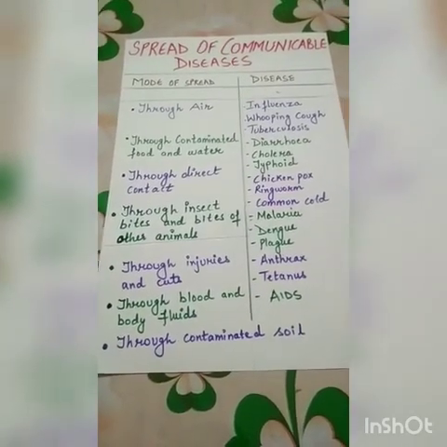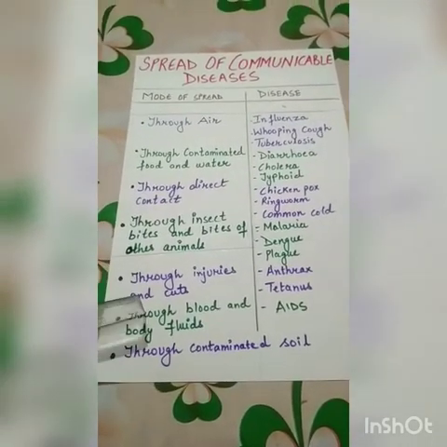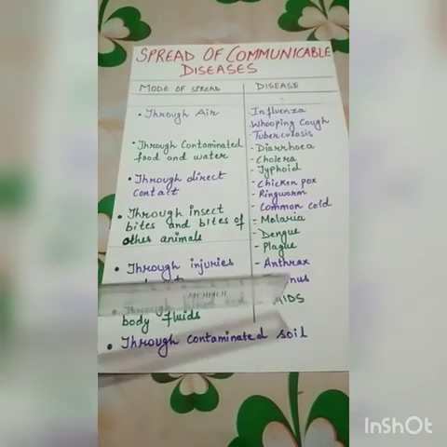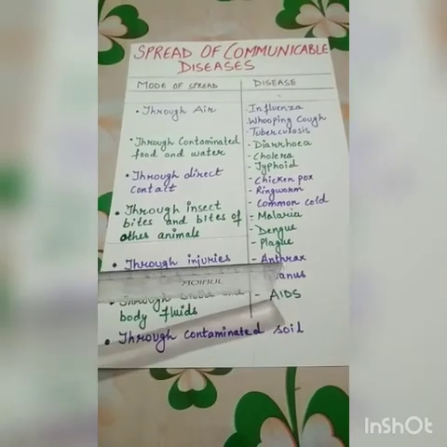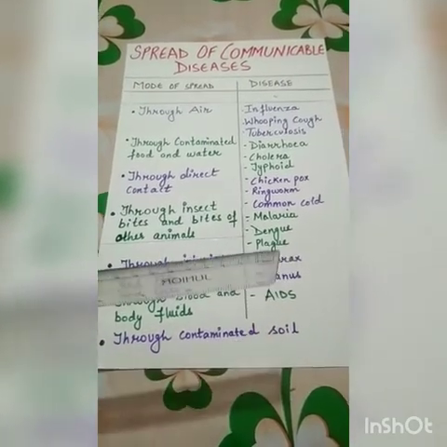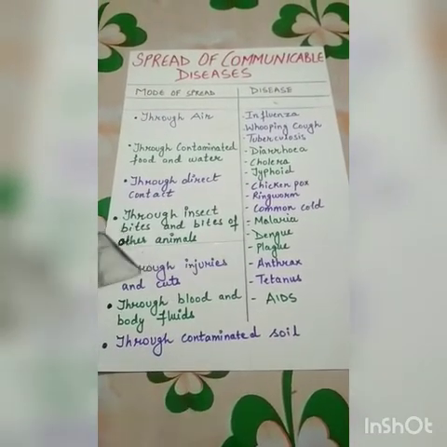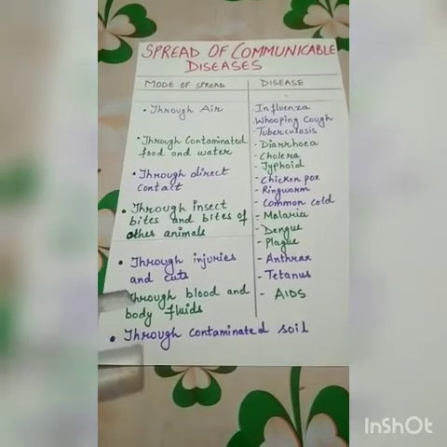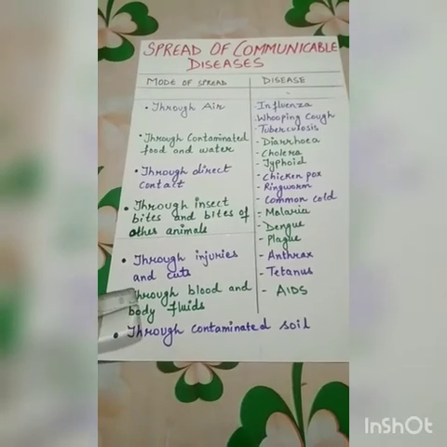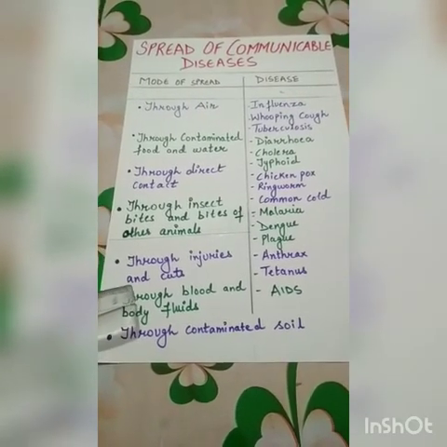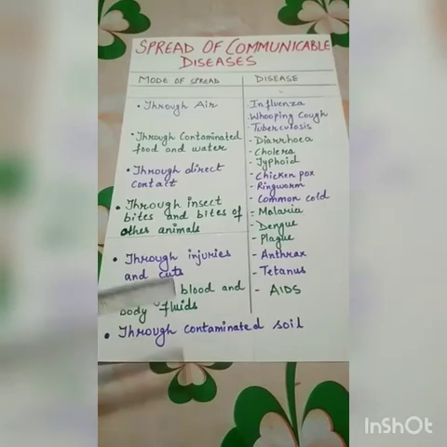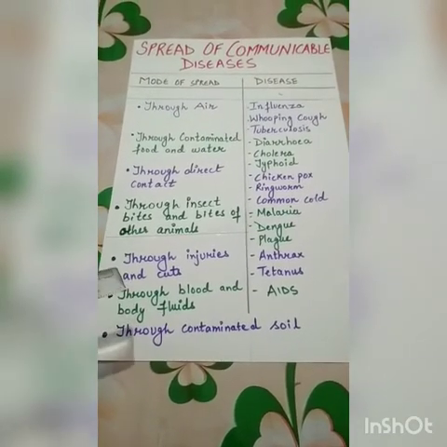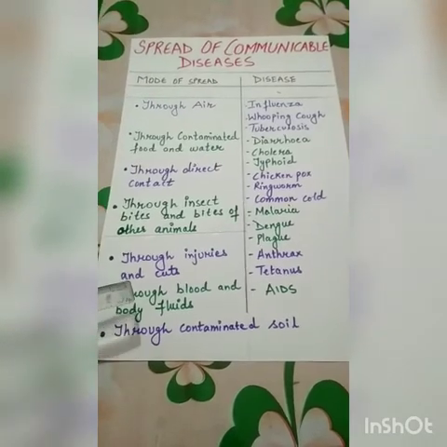Some diseases also spread through blood and body fluids, like AIDS. AIDS spreads through infected blood transfusion or needles. When an infected person donates blood, the germs remain in the blood and get transmitted to the person who needs transfusion, thereby spreading the disease.